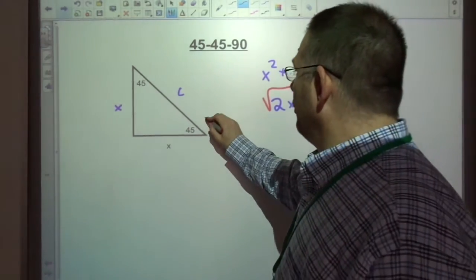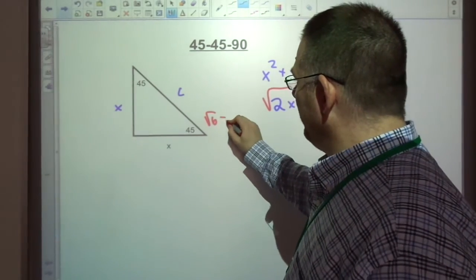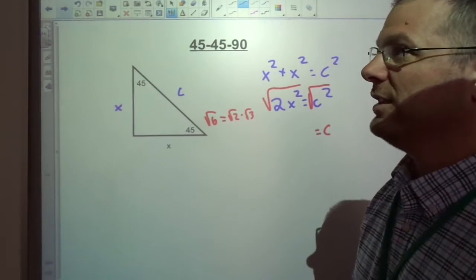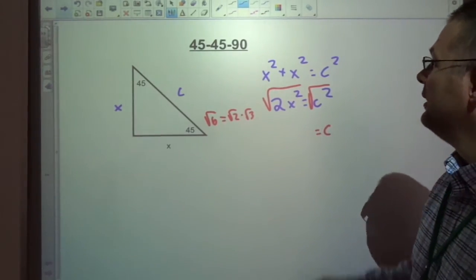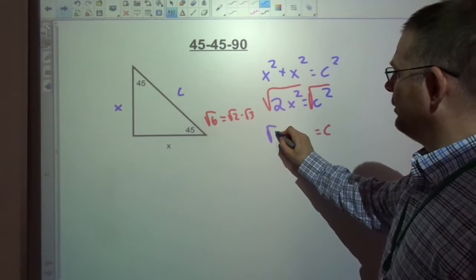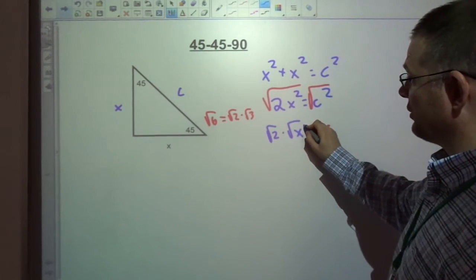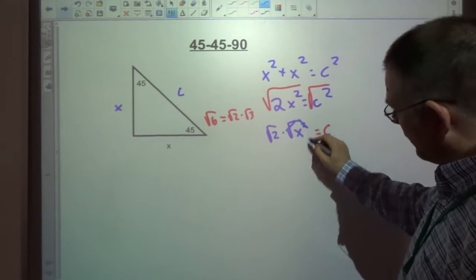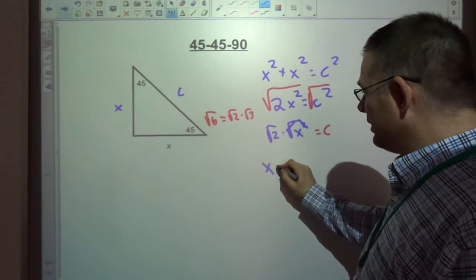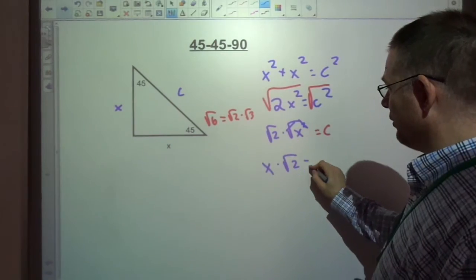You're allowed, whenever you have something multiplied together, to split that up. The square root of 2 times the square root of 3 is the same as the square root of 6. That's okay. So if we have this, we can split that up into the square root of 2 times the square root of x squared. And the square root of x squared cancels and just leaves x. So this is x times the square root of 2.